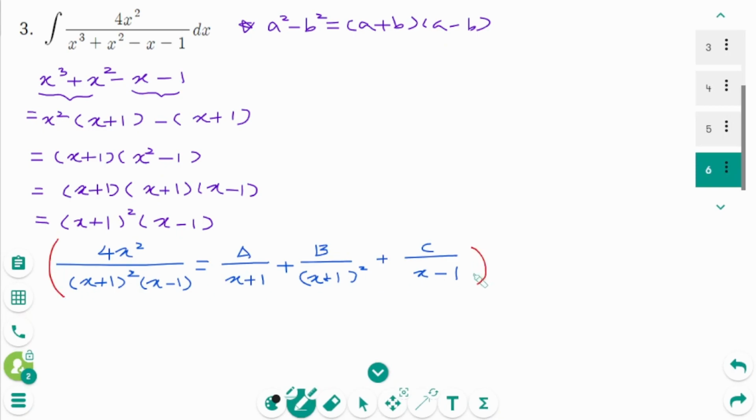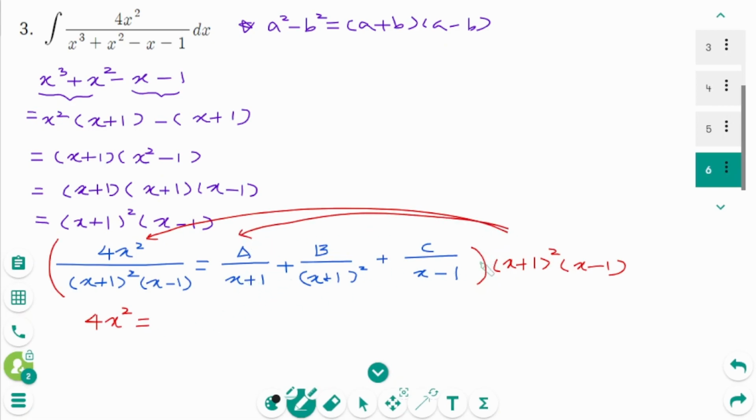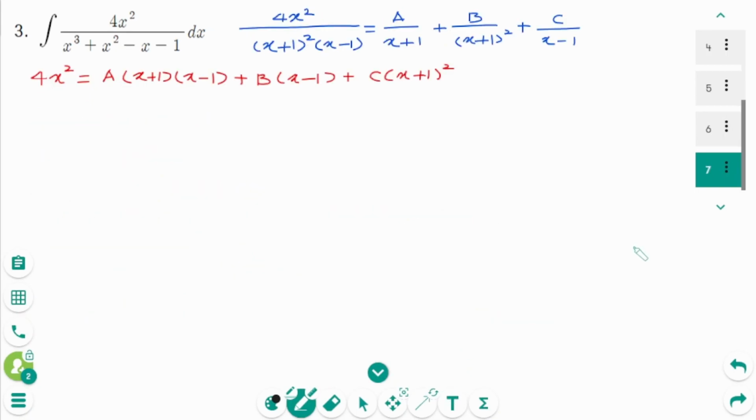Multiplying by the least common denominator x plus 1 squared times x minus 1, we get 4x squared equals a times x plus 1 times x minus 1, plus b times x minus 1, plus c times x plus 1 squared, where the extra factors are cancelled. Now we get the basic equation.